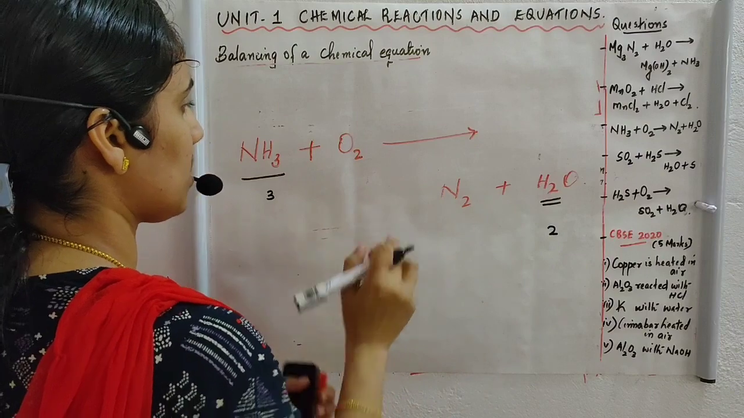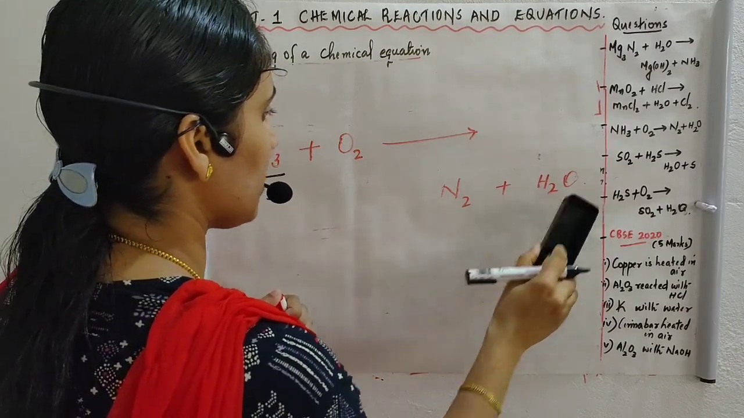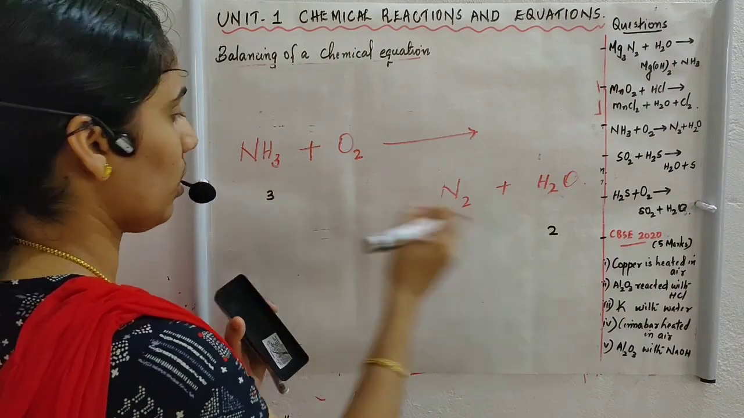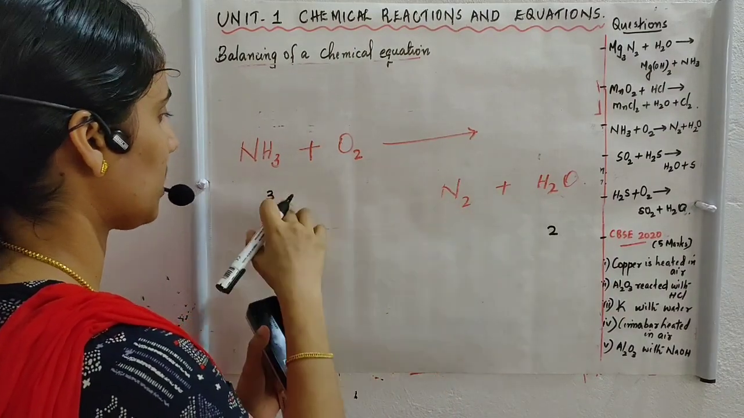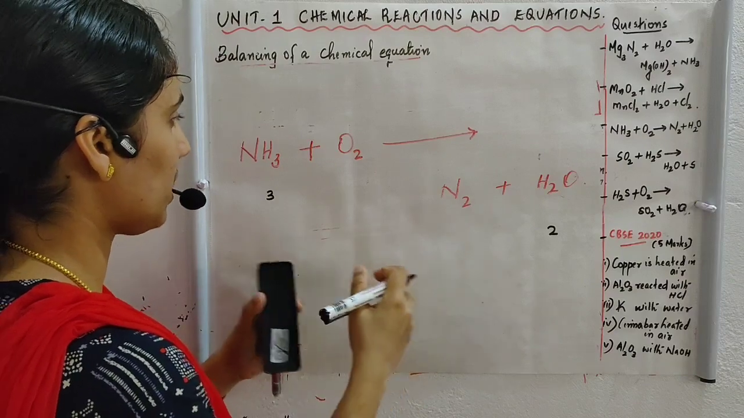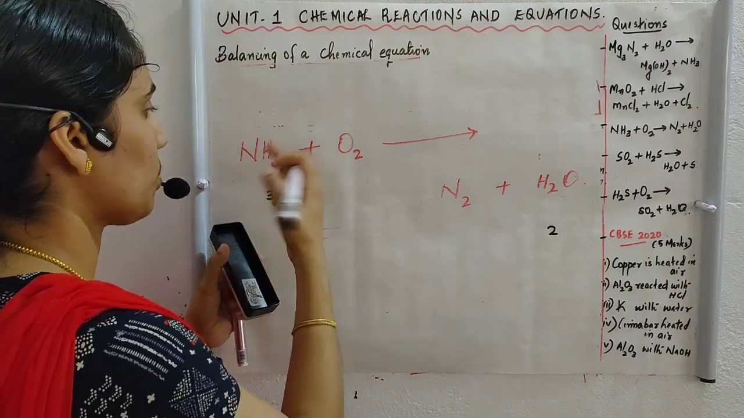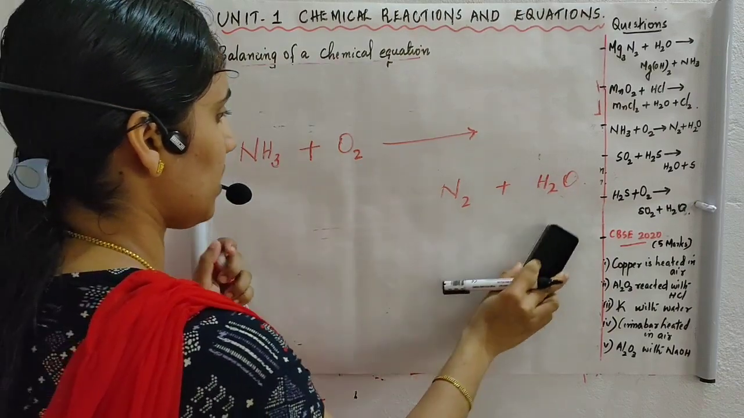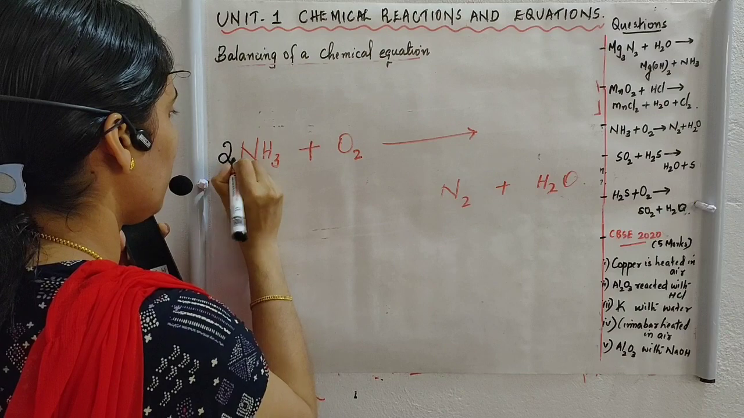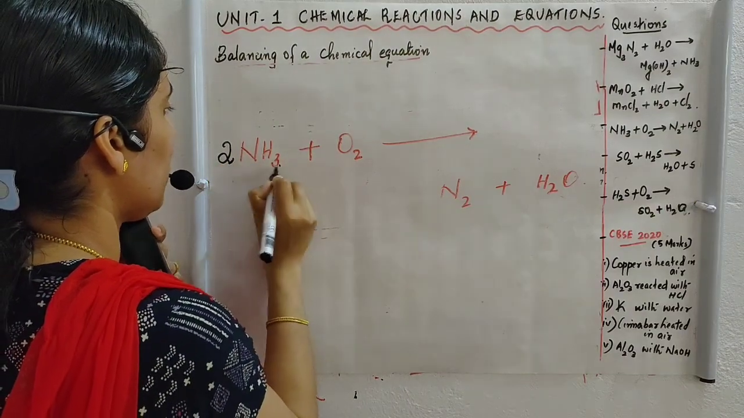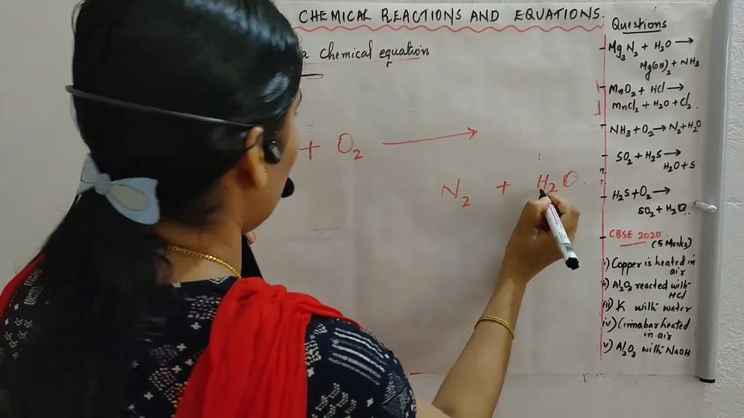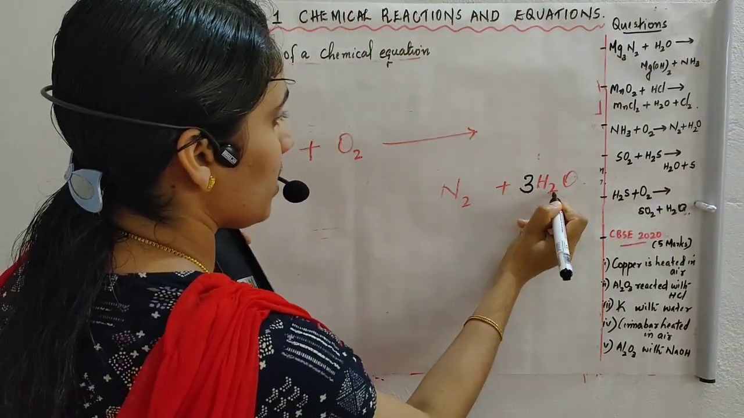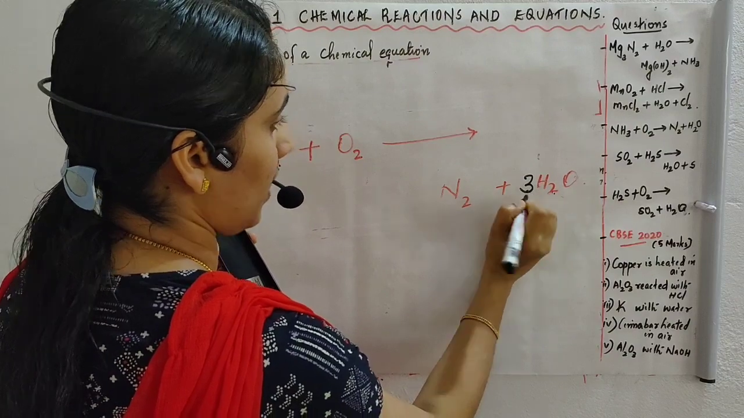Considering the biggest formula, here it is 3 hydrogen, this side it is 2 hydrogen. 3 I cannot make it 4. 2 we can make it 4, but 3 cannot make it 4. So the nearest common number, this 3 you try to make it 6, this also try to make it 6. So you can put 2 here. So hydrogen becomes 3 into 2, 6. Then this side hydrogen becomes 6 means 3 here. So hydrogen number here it is 6.